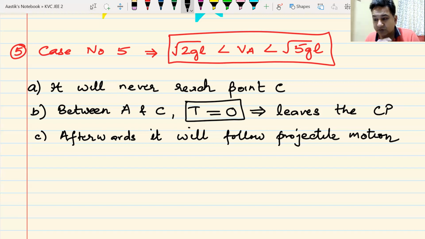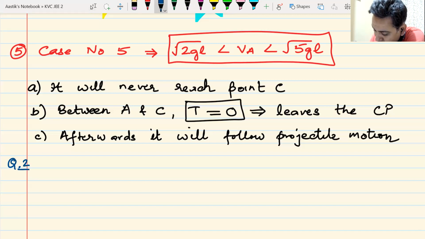The tension is going to become 0, and the body will keep on moving still in the circular path. But that is not in this case. If the velocity is in between root over 2gl to root over 5gl, what happens? Tension will become 0 at some point, and let us understand this with a question. That is the best way to understand this.